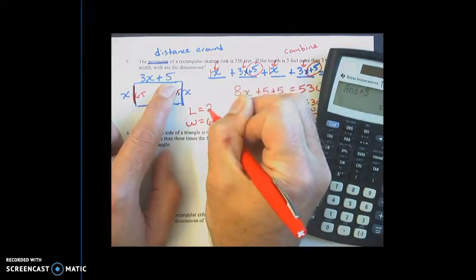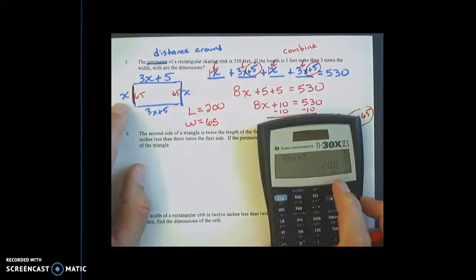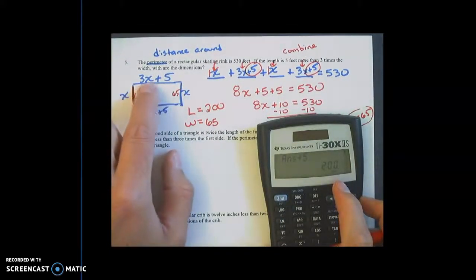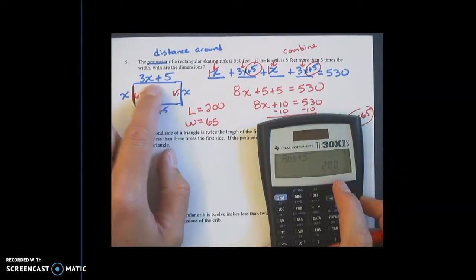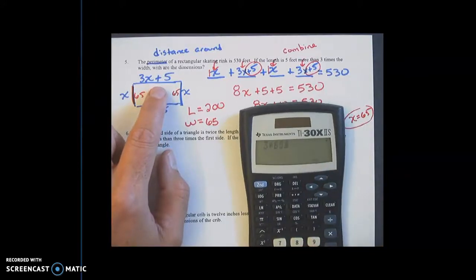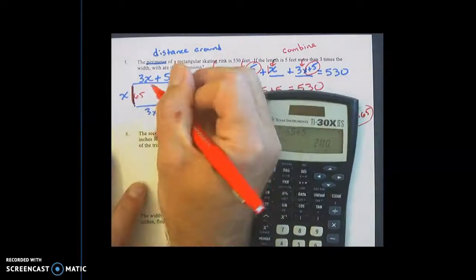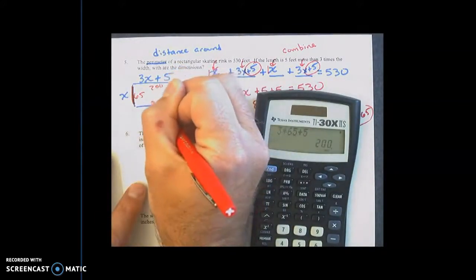So again, when you're done and you get your width, yep, that's what x is. But what is this side? It's 3 times x plus 5. We're not solving, we're just evaluating. What is 3 times our x value plus 5? Well, 3 times 65 plus 5 gives me 200. So I know that the length of this is 200.